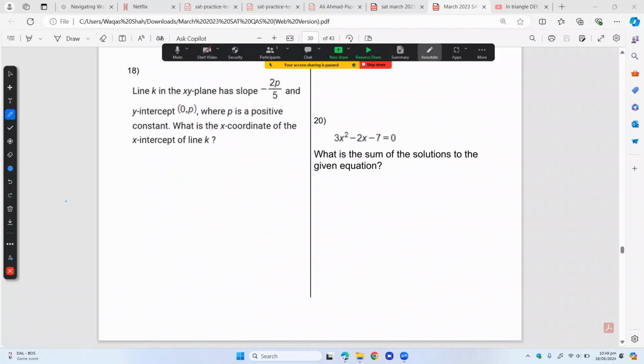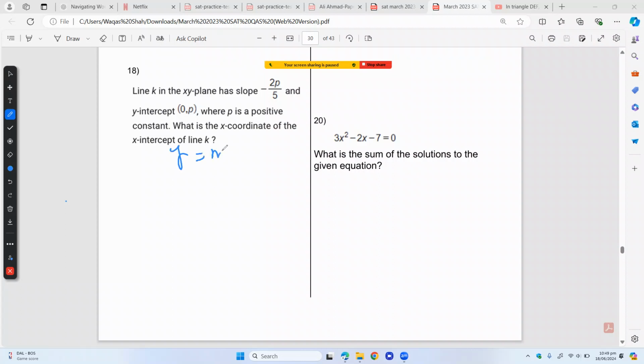Okay, students, look at question number 18. It says that line k in the xy-plane has slope minus 2p by 5. If we take the line y is equal to mx plus c, then m is equal to minus 2p by 5, and the y-intercept is p, right? So when x is equal to 0, y is equal to p. It means that the y-intercept, c, is equal to p.